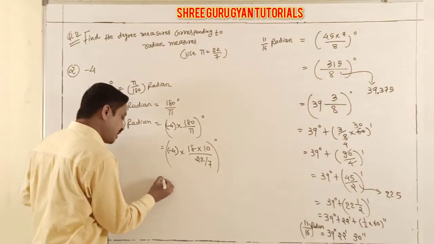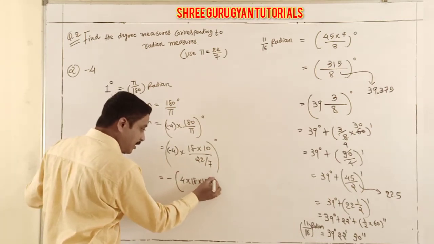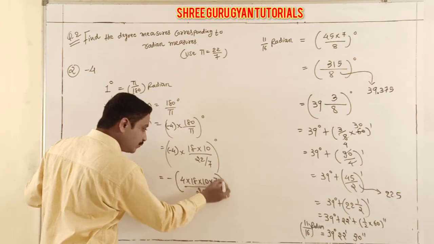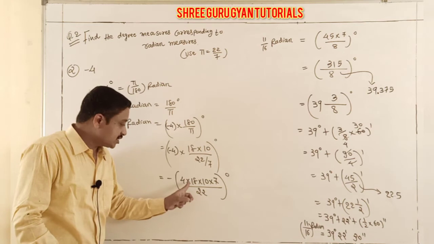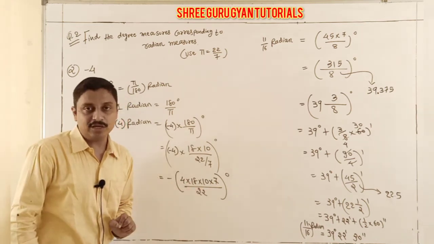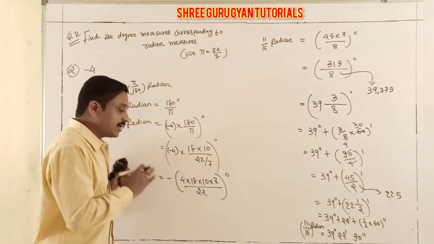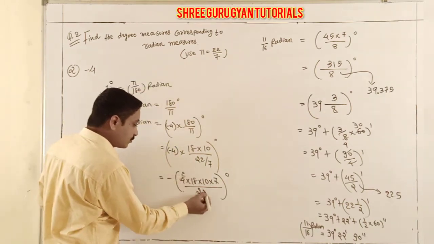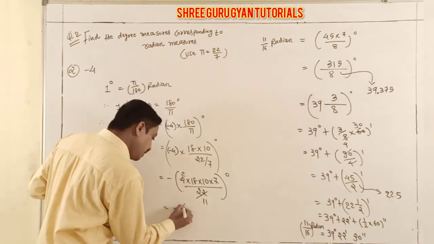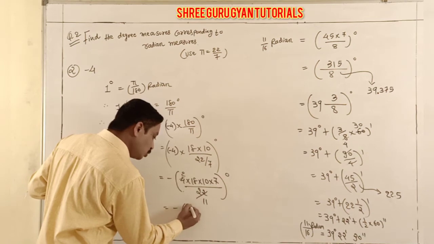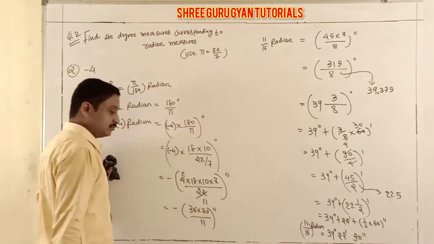So minus carried outside. Here 4 into 180 into 7 by 22. Try to reduce to the least factors. That's why, students, you write in the factorization form. Don't take the direct LCM, otherwise you get confused. Now the calculation: here 2s are gone, 11s are gone. Nothing else remains, so you get 18 into 2, 36, into 70 by 11 degree.